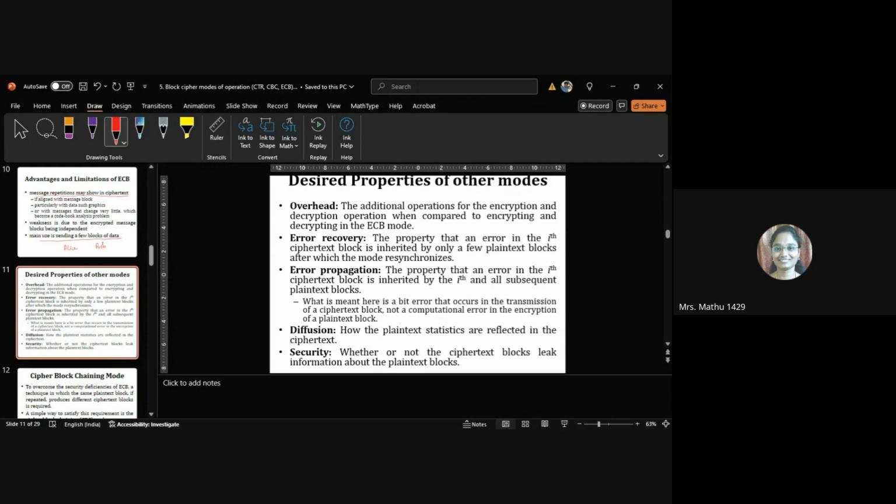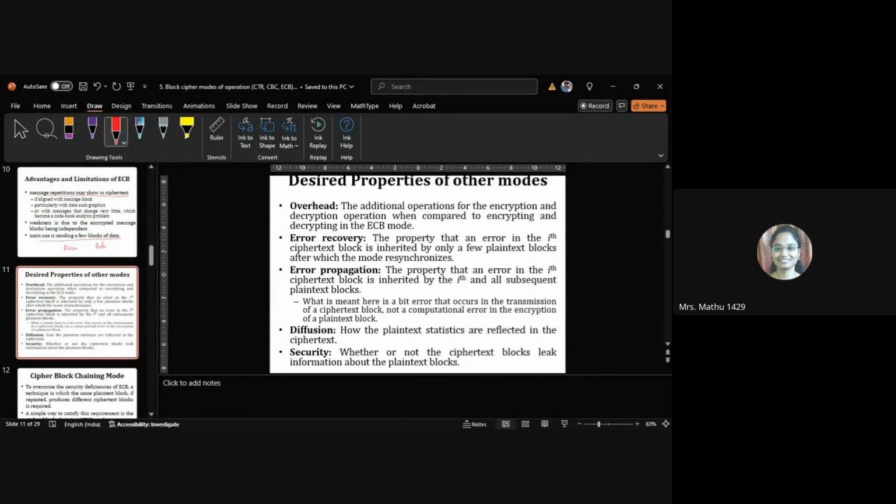So the electronic code book we have seen is the simplest method, and it is not very secure for large blocks of data. So how can we strengthen this, and what are the properties we need to expect in the other modes of operation that we are going to discuss?